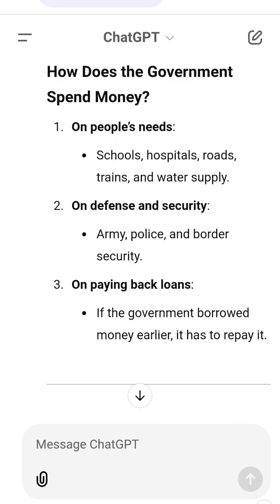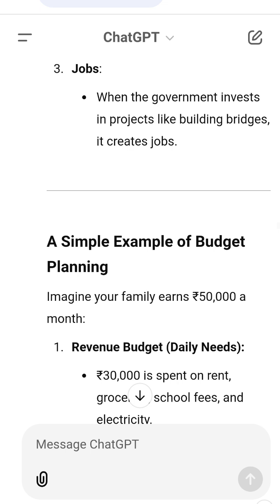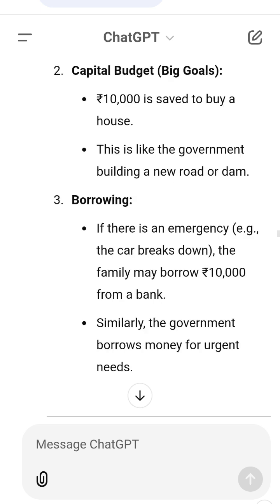Key points to remember. A budget is a yearly plan for income, receipts and expenditures. Revenue budget handles daily running costs. Capital budget handles big investments for the future. The government gets money from taxes, loans and other sources. It spends money on services, defence and projects. Let me know if you need further simplification or more examples.